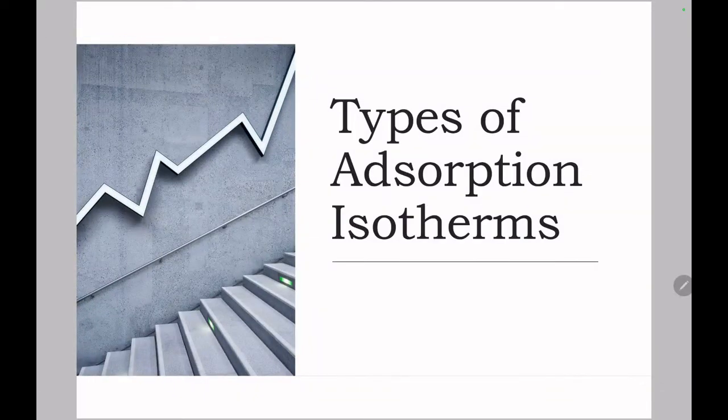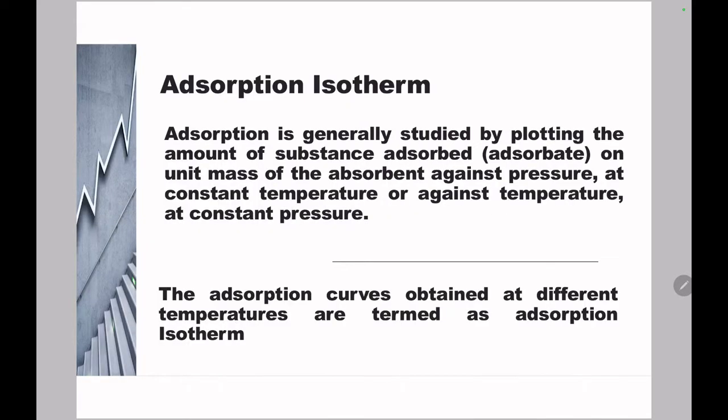In this video, we will discuss various types of adsorption isotherms. We know that adsorption is generally studied by plotting the amount of substance adsorbed, that is referred to as adsorbate, on the surface of unit mass of the adsorbent against pressure at various constant temperatures, or it can also be studied against temperature at various constant pressures.